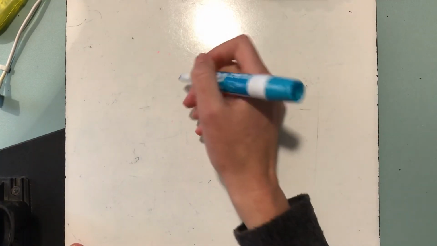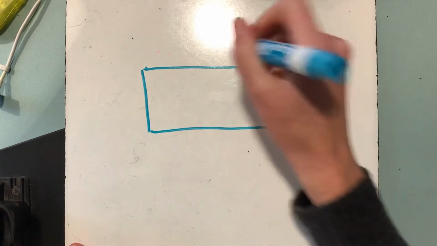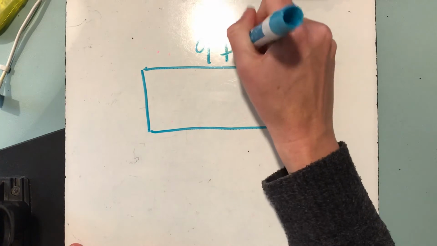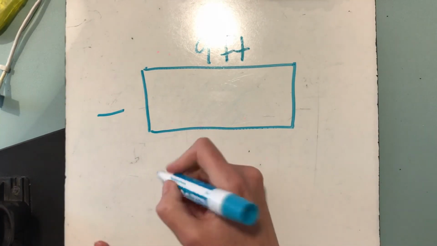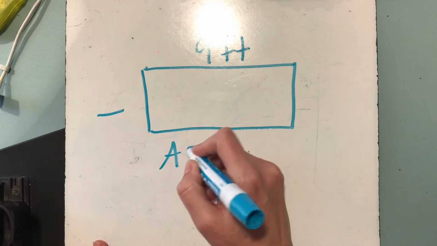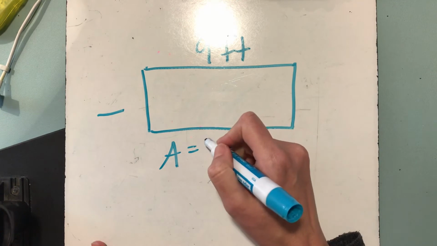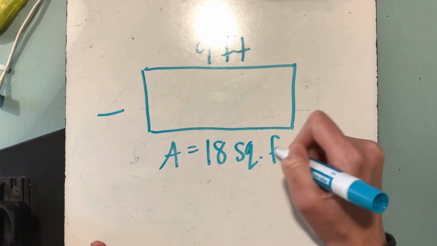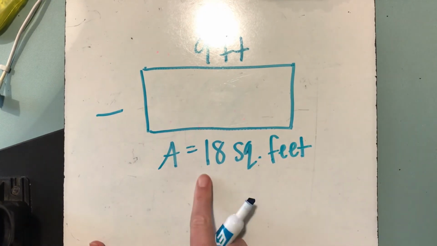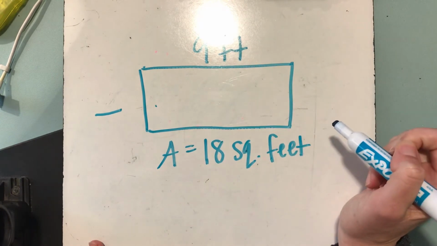Okay, let's do one more. Then I'll have you guys do a couple on your own. I know that this side is 9 feet. I don't know what this side is, but I know that my total area, I'm just going to put A now for area, is 18 square feet. Okay, so my total area inside of here is 18 square feet.